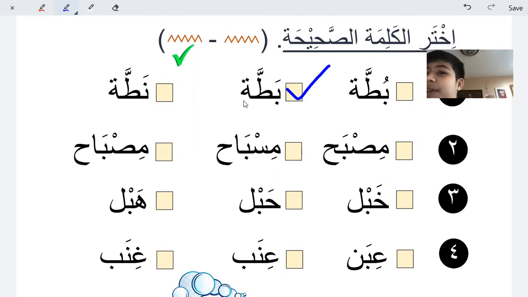The second one. Third one is correct. What is the meaning of misbah? Misbah. Isn't it light bulb? Yes, light bulb. Good. Next.